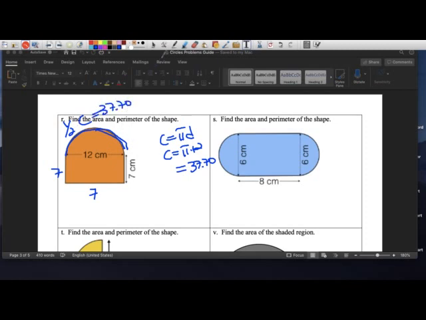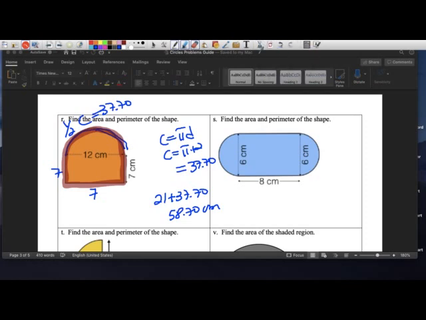So if you're going to take a nice walk around this shape, you're going to walk 21 plus 21 plus 37.70, which is going to give us 79.70 centimeters. So that's the distance around this particular shape.